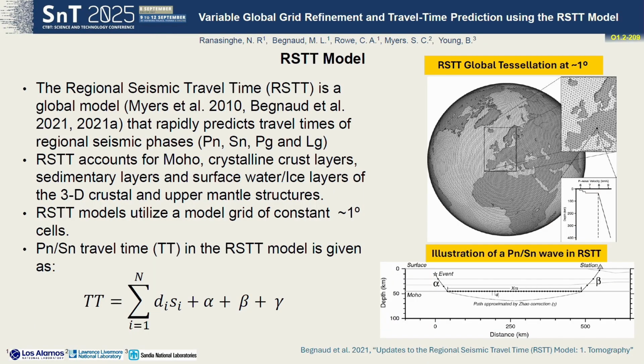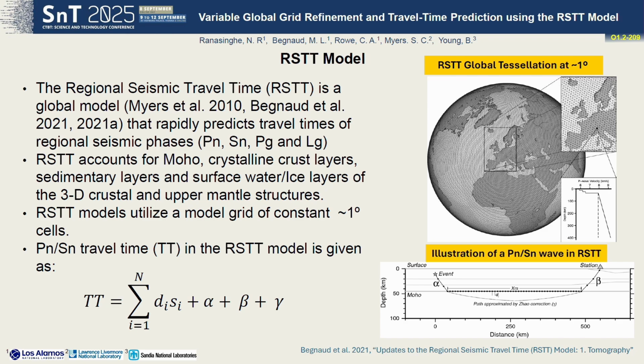It's a global model that rapidly predicts travel times for regional seismic phases. So we're targeting Pn, Sn, Pg, and Lg. And the model itself accounts for the Moho, crystalline and crustal layers, sedimentary layers, surface water and ice layers, and the 3D crustal and upper mantle structures. The models use a model grid. The previous models used a model grid of 1 degree globally.